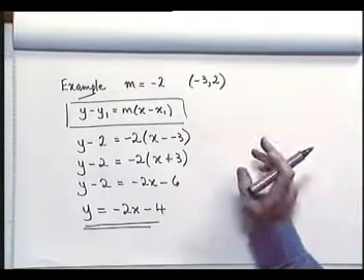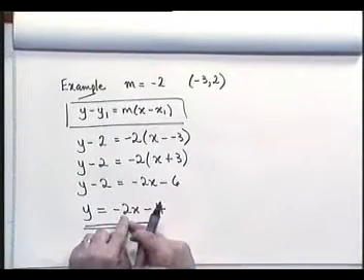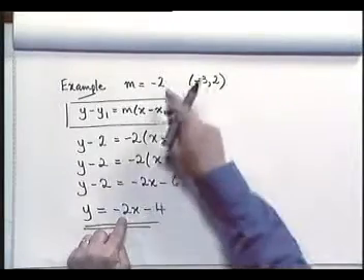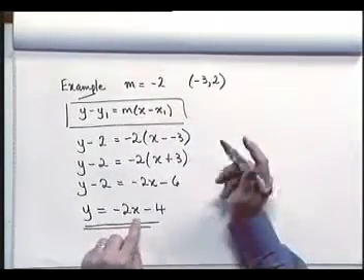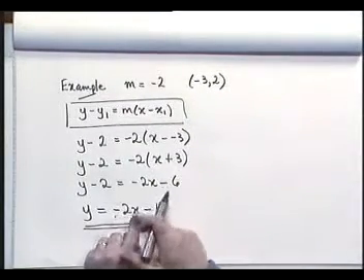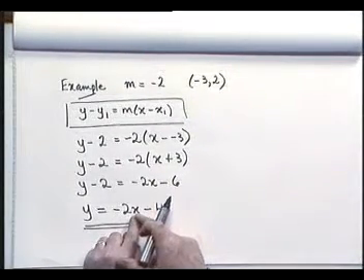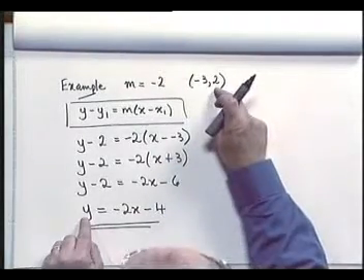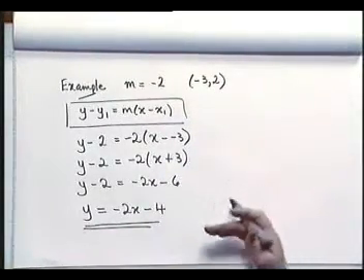And there's always a check you can apply, because we can look at the final equation we've got, and we can observe from here that the gradient is indeed minus 2. And we can also pop in an x value of minus 3 into here. Minus 2 times minus 3 is plus 6, and 6 take away 4 is 2. And that's the corresponding y value. So there are built-in checks that you can apply.